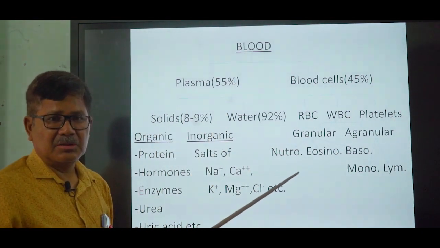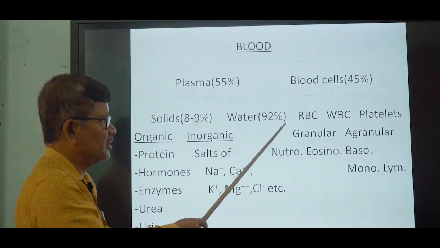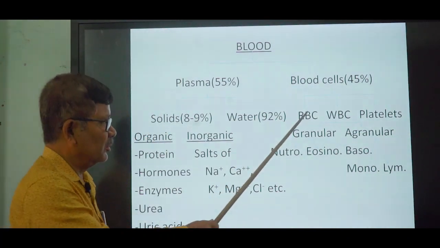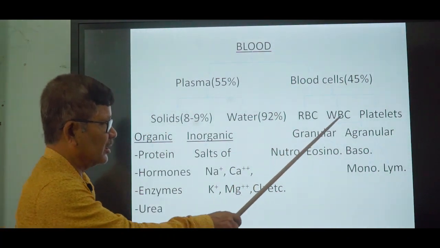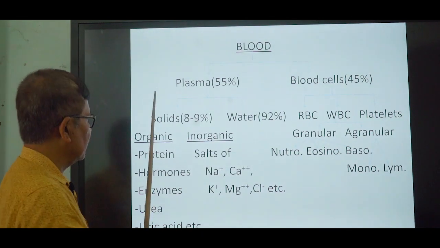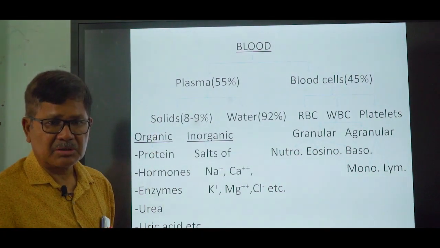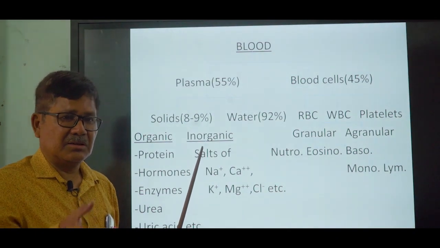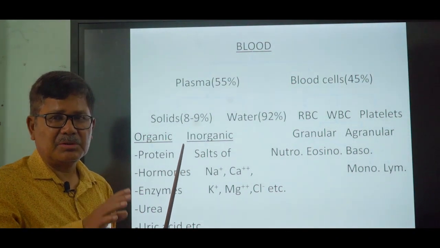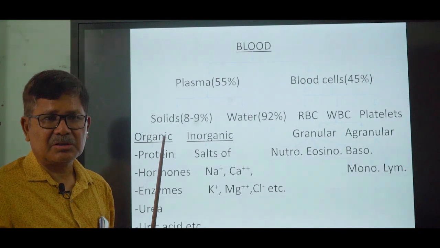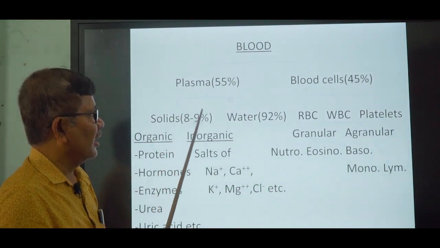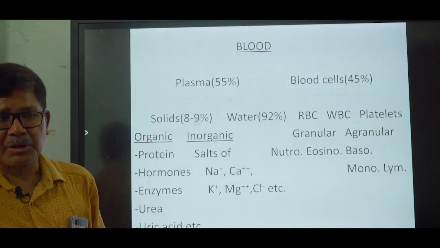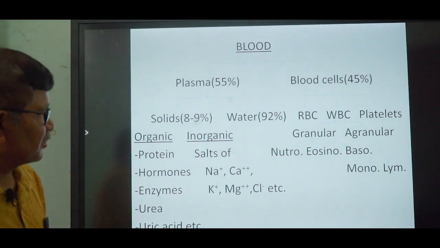So all these perform separate functions. RBC performs separate function, WBC performs separate function, platelets perform separate function, plasma performs separate function, and aggregately the blood performs different important functions. So it is a very important and necessary substance in our body.